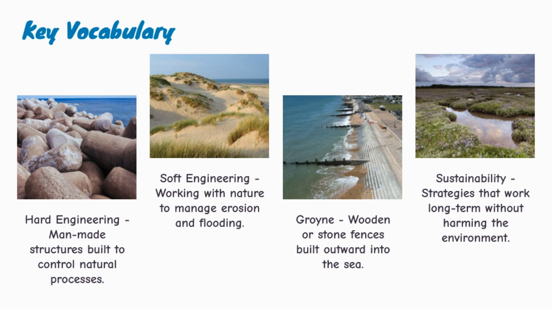The third term is groyne. A groyne is a wooden or stone fence built out into the sea, usually at right angles to the beach. Groynes trap sediment moved by longshore drift and help build up beaches. The fourth term is sustainability. Sustainability means using strategies that work in the long term without causing serious harm to the environment or future generations. These terms are essential because coastal management questions often ask you to compare strategies and judge which is most sustainable.